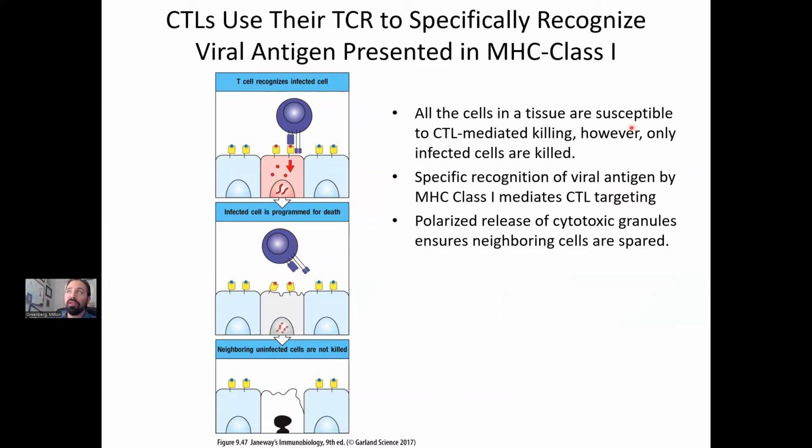So all the cells in a tissue are susceptible to killing. However, only the infected cells are killed, and that's because of specific recognition of the viral antigen, and then also polarized release of those cytotoxic granules containing the granulysin and the perforin. So these will be selectively released into that infected cell that will kill the infected cell, leaving those neighboring bystander cells unaffected.